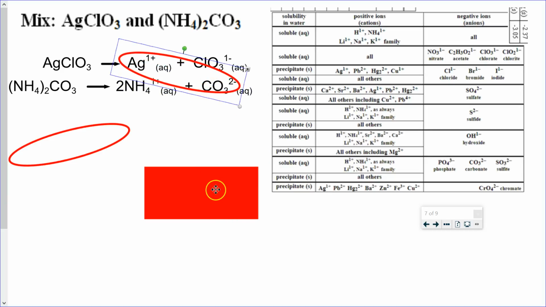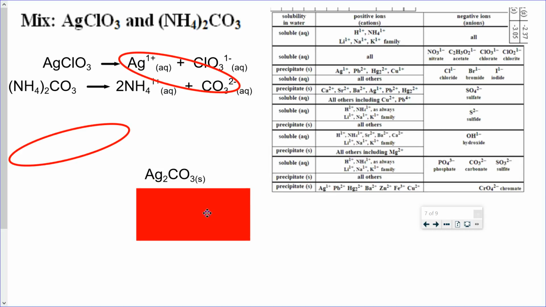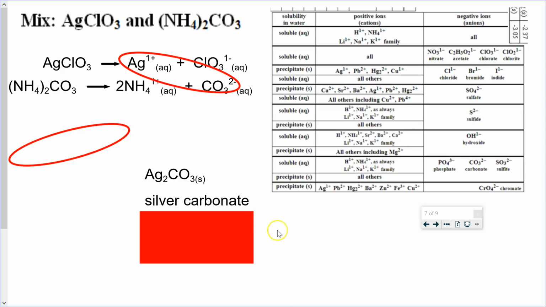So for the formula, again, we've got to balance those charges. It's going to look like this, Ag2CO3. And the name is just silver carbonate. Silver only has one possible charge, so we don't need a Roman numeral as a part of that name. So go ahead and pause the video. Try the next one, please. Again, after a little bit of time, please come on back, and I'll give you the answer for the next one.